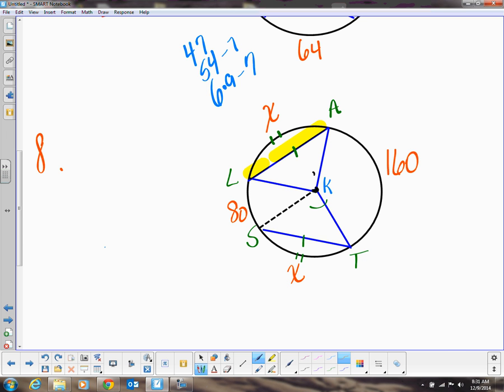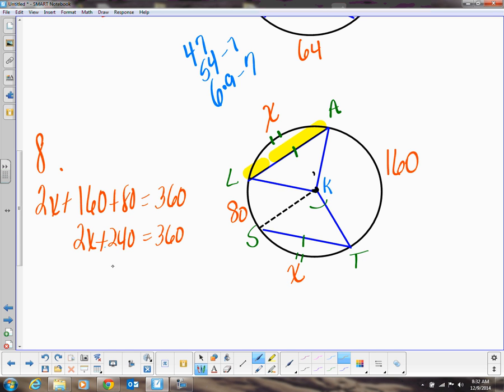2x. It's x, too, isn't it? Yeah. What do we know about all the pieces? So, do you agree that 2x plus 160 plus 80 is 360? Yeah. Okay. So, we've got 2x plus 240 is equal to 360. Then what? Subtract 240. Oh, wait. X is equal to what? Now, that's not what they asked for.